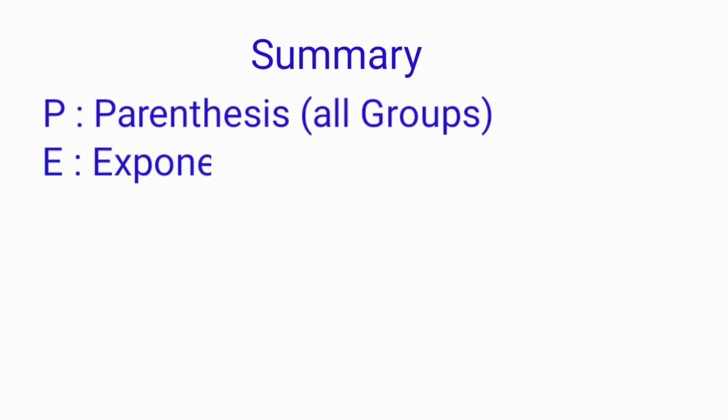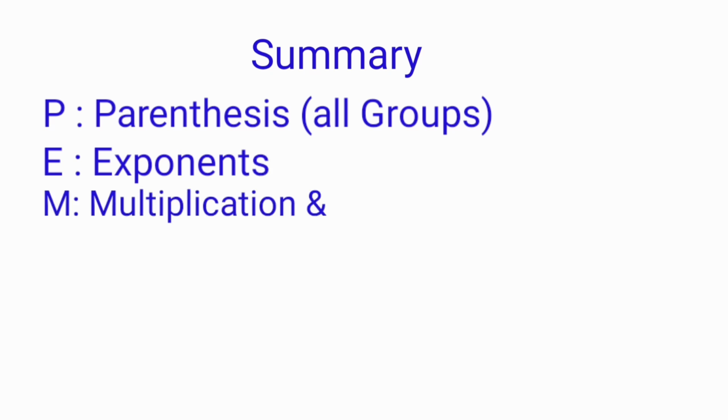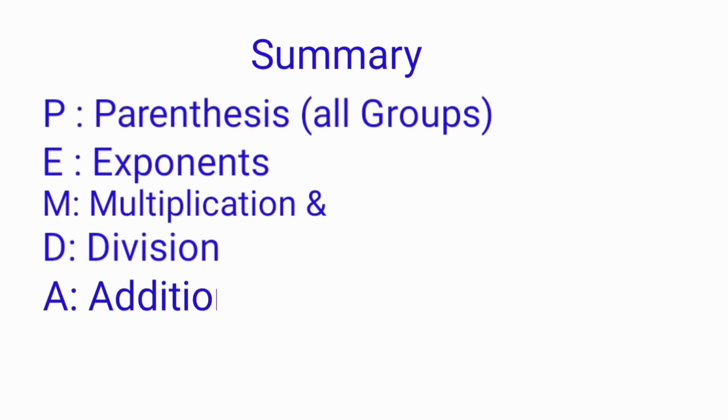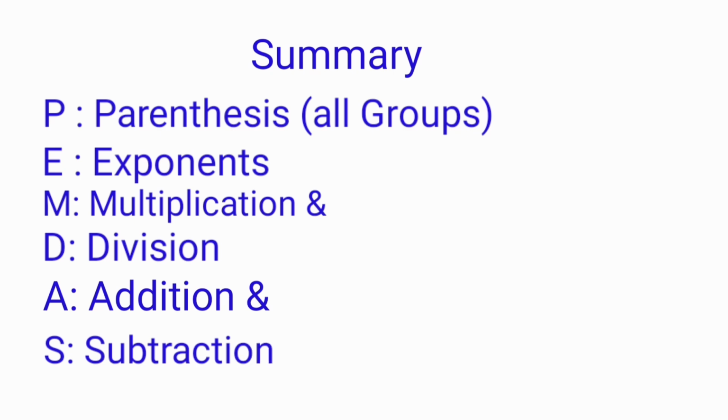Alright? So let us summarize. P stands for parentheses, which is all groups. E stands for exponents. M stands for multiplication, and D for division. Those two are on the same level. Then we have an A for addition, and finally we have an S for subtraction. Those two tie also for priority.